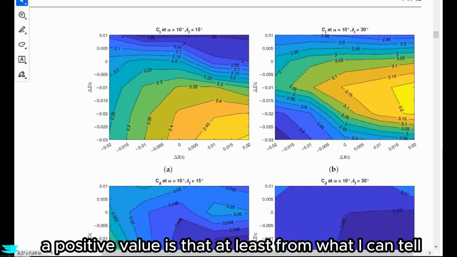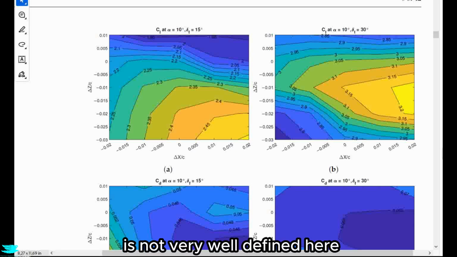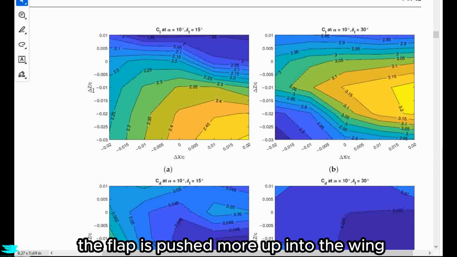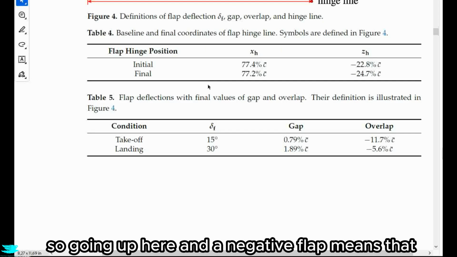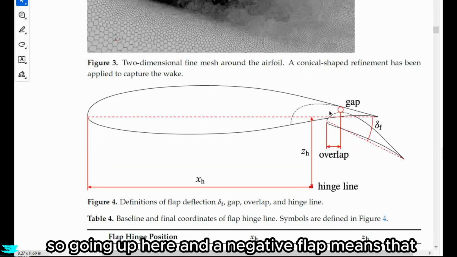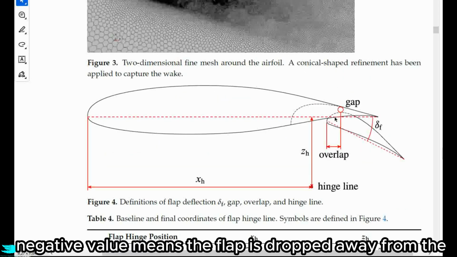So again, at least from what I can tell, it's not very well defined here, but from what I can tell, a positive value means the flap is pushed more up into the wing. So going up here, and a negative value means the flap is dropped away from the wing.